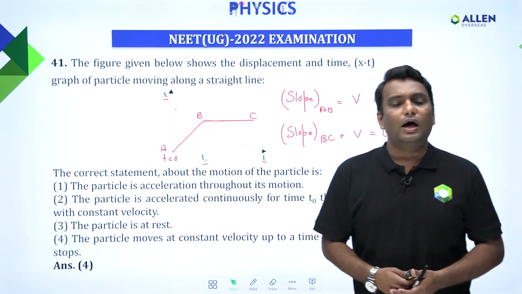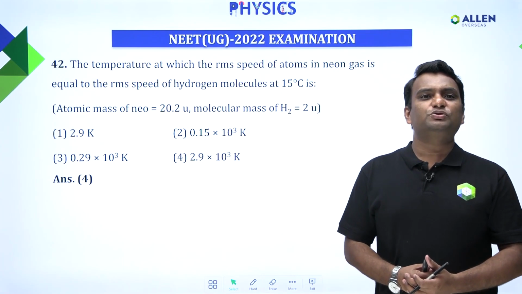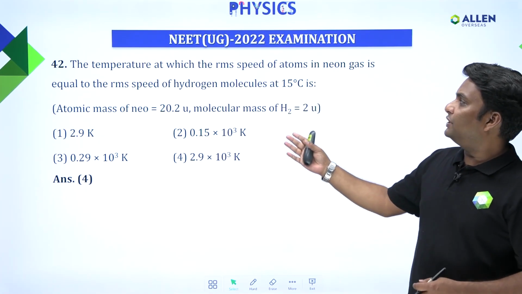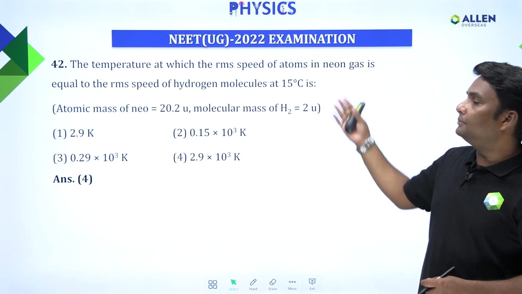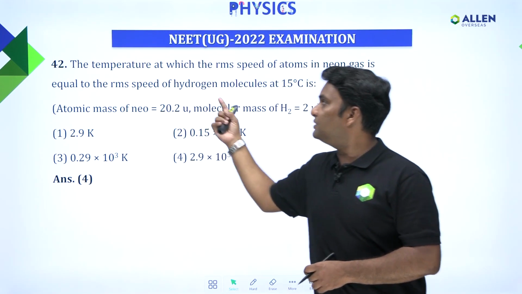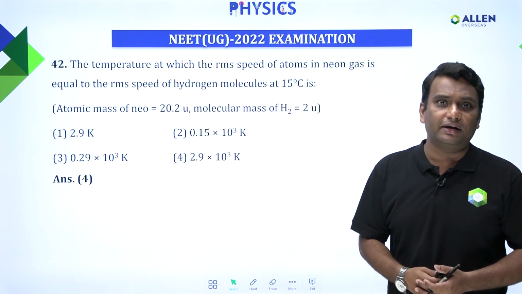Clear? I hope everyone is able to understand this question now. Now moving on to the next question in the discussion, question number 42: the temperature at which the RMS speed of an atom in neon gas is equal to the RMS speed of a hydrogen molecule at 15 degree centigrade.